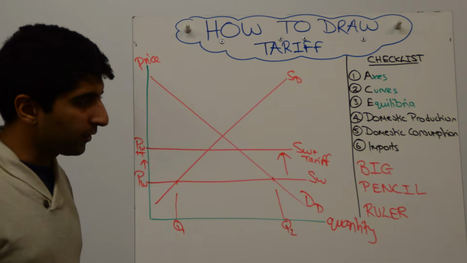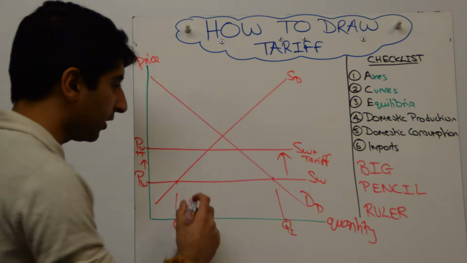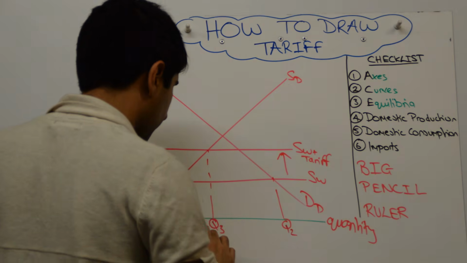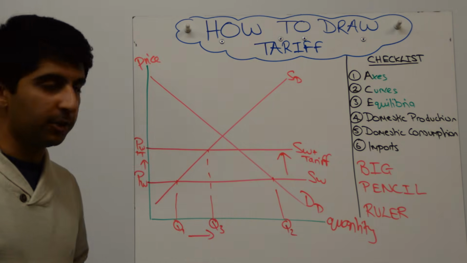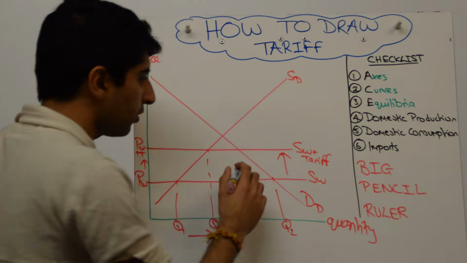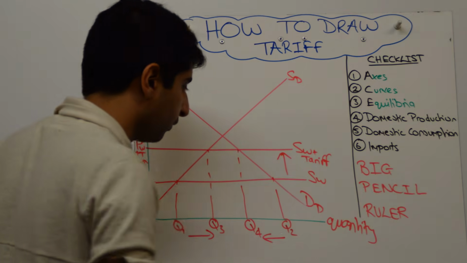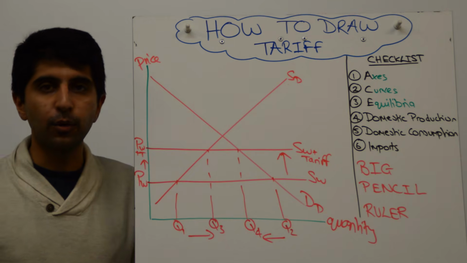Now you want to show the impacts on quantity. So what's happened to domestic production? Well, domestic production has extended, hasn't it? So there is an increase in domestic production from Q1 to Q3, but there has been a contraction of domestic demand from Q2 to Q4. Alright, so that's lovely. We've shown all of that.